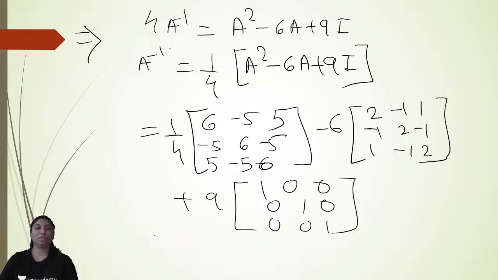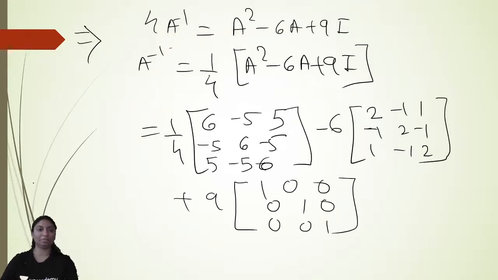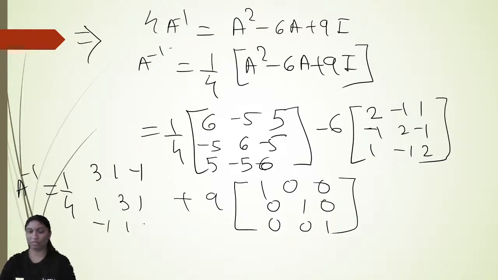So after doing this calculation, you will get A inverse, with the help of Cayley-Hamilton theorem, is 1 by 4 into bracket 3 1 minus 1, and minus 1 1 3, and 1 3 1. This is your A inverse.